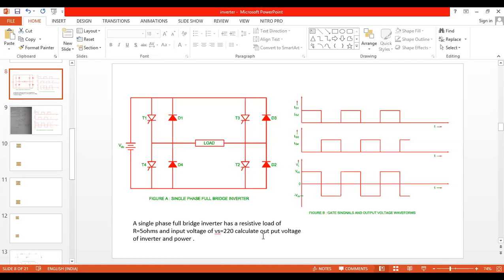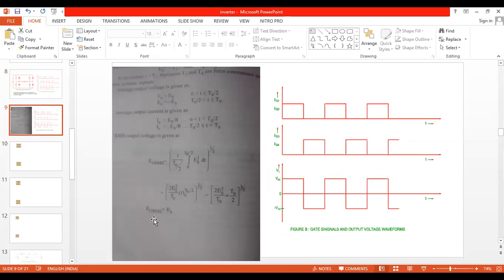Already, just now, I've shown you the derivation. What is the output voltage formula of the inverter? All the students, what is the output voltage of the bridge inverter? Output voltage is V0 RMS, or E0 RMS voltage, equal to the input voltage Vs. Just now this derivation has proved it. So the output RMS voltage of the bridge inverter is equal to the input DC voltage.